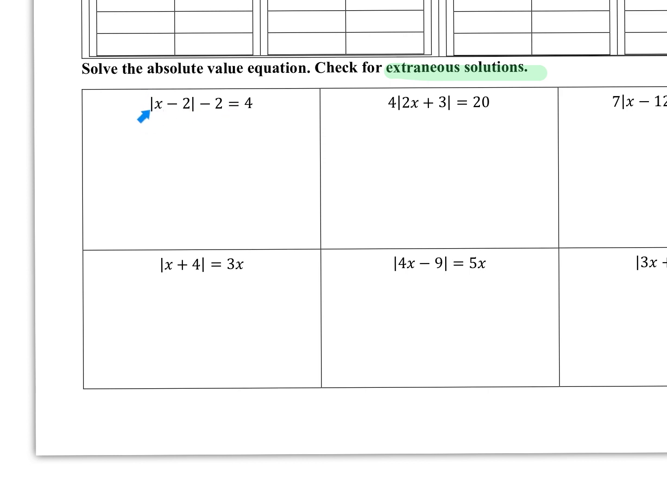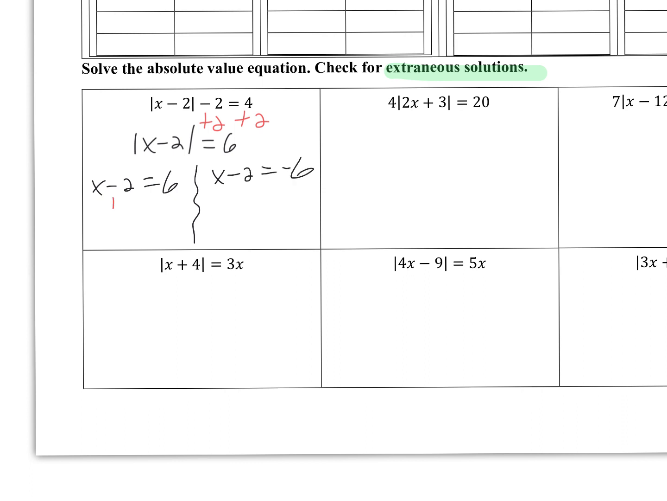First thing we want to do is try to get the absolute value by itself. So for this first one here, we're going to need to add 2 to both sides to get rid of this minus 2. So now it's going to say the absolute value of x minus 2 equals 6, okay? Now you set your x minus 2 equal to 6 and x minus 2 equal to negative 6. So let's go ahead and work that out. x minus 2 equals positive 6. And then we're also going to work out x minus 2 equals negative 6, okay?